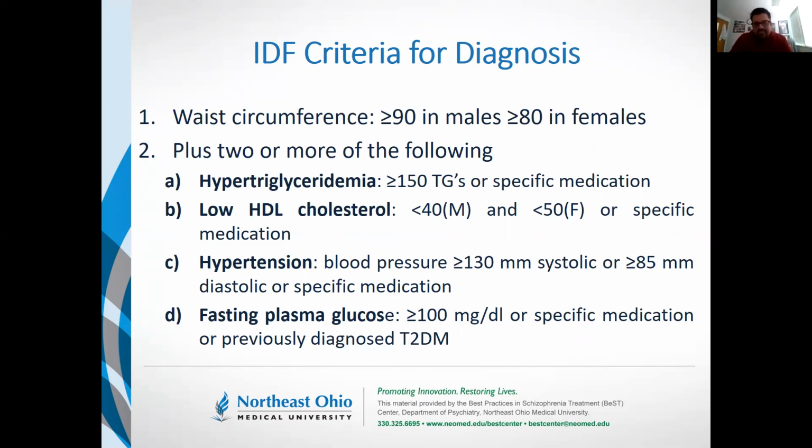So, hypertriglyceridemia, meaning their triglycerides are greater than or equal to 150, or if they're on specific medication that may result in triglycerides being elevated. Low HDL levels, so if less than 40 for males and less than 50 for females, or if they're on specific medication. Hypertension, blood pressure greater than or equal to 130/85, or on specific medication. And fasting plasma glucose levels greater than or equal to 100 milligrams per deciliter, or a previous diagnosis of type 2 diabetes.